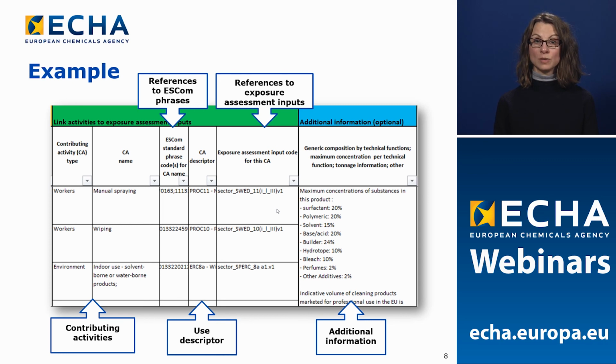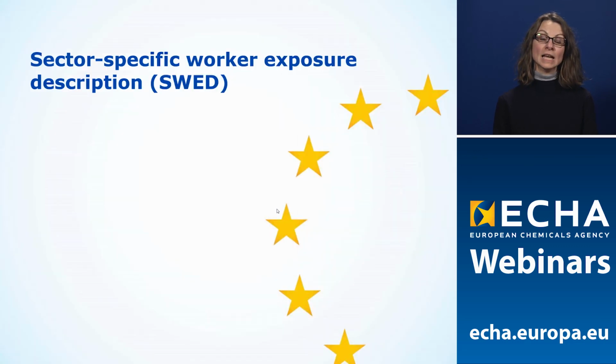They can also see the typical concentration of the substance in the product. This information could be used by registrants, for example, when performing their exposure assessment. Let's move now to the first exposure assessment template, the one for workers.